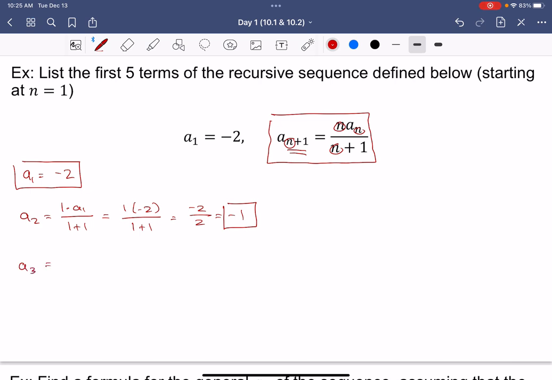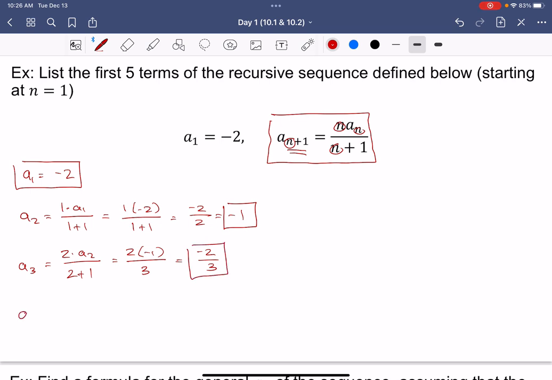So a sub 3. Going back to our definition, your n value now has to be a 2 because 2 plus 1 would be 3, which means in our expression, every single n has to be a 2 this time. So if we plug in what we know, this would be 2 times -1, because that's a sub 2, over 2 plus 1 is 3. Simplifying that, you get -2/3.